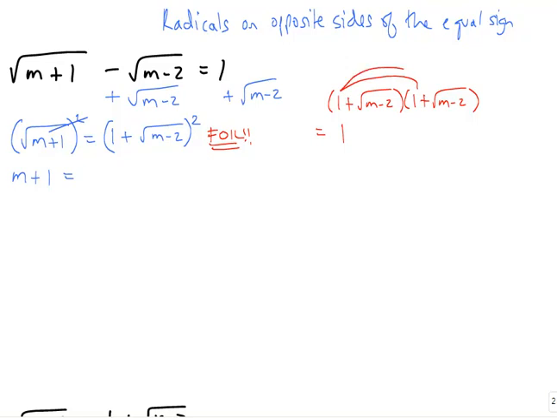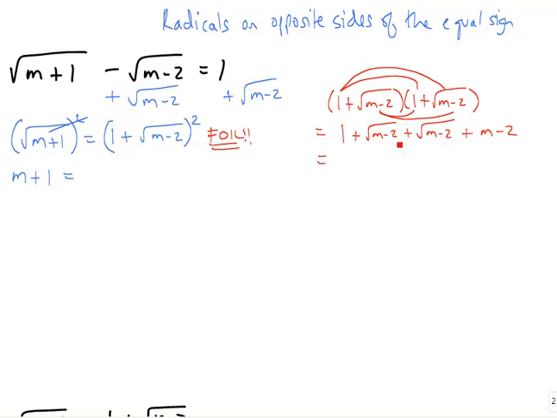Then I'm going to do the outer times the outer. 1 times the square root of m minus 2 is just going to be the square root of m minus 2. The inner times the inner is another square root of m minus 2. And then last times last is the square root of m minus 2 times itself. In other words, the square root of m minus 2 squared. So the square and the square root cancel each other out. So for our last term, we just end up with m minus 2 without the radical.